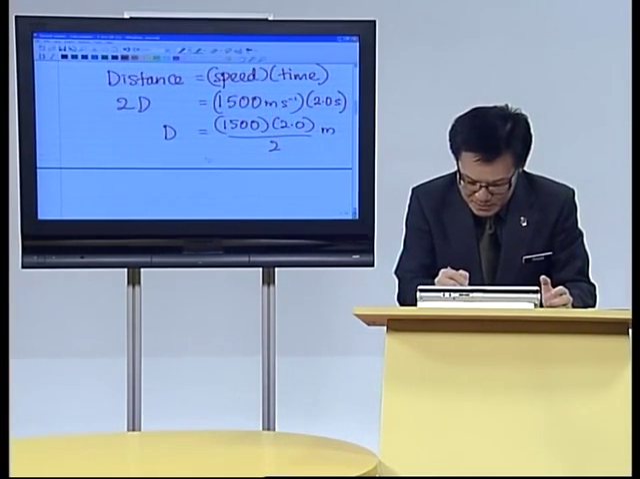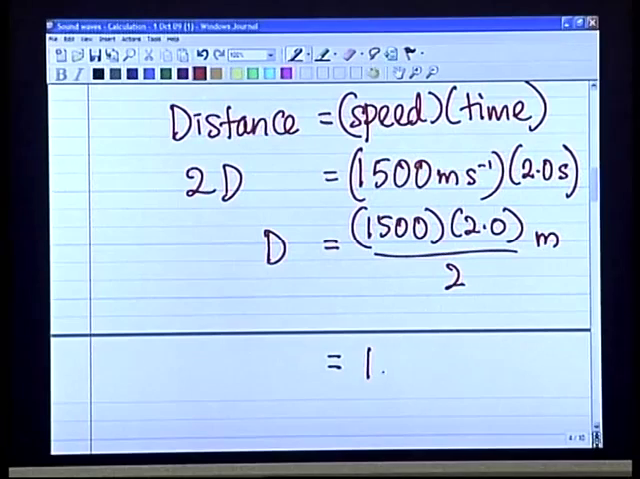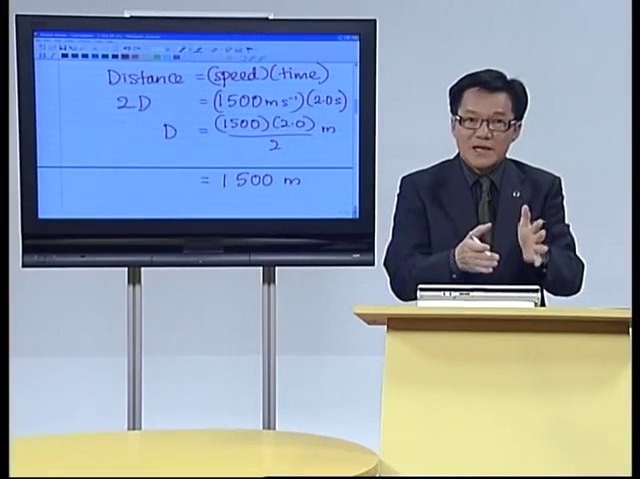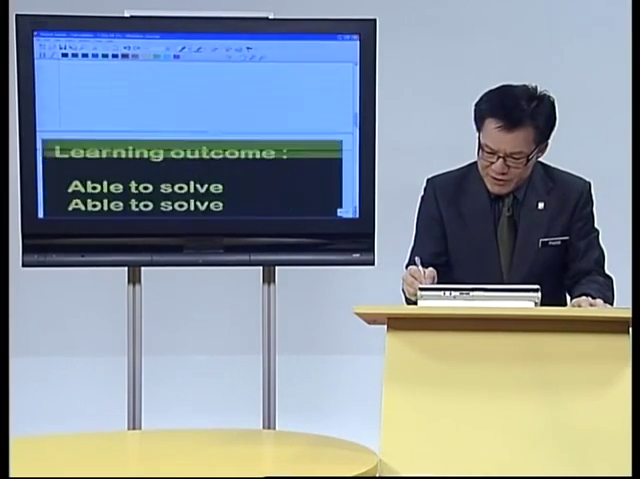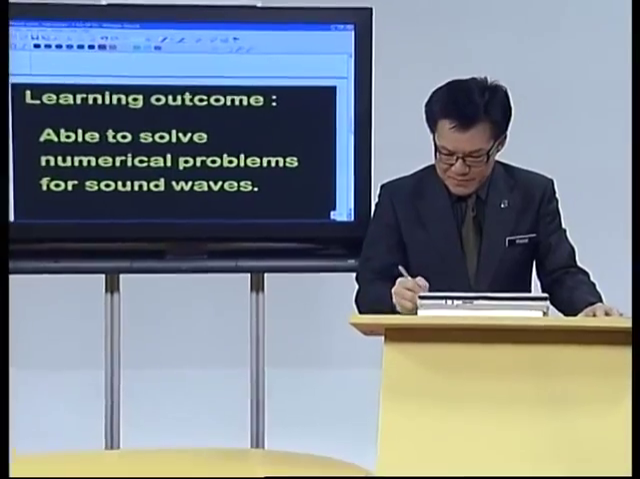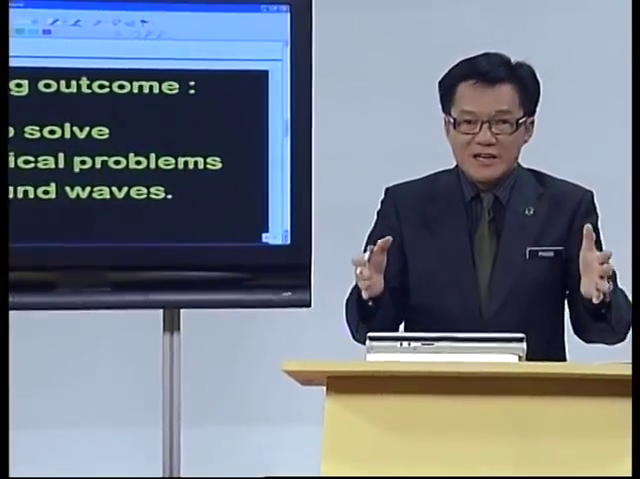Let me tidy this up a little bit, please. So the answer is 1,500 meters. Alright, that is the distance. We want to calculate D. So again, we have fulfilled our learning outcome, because by now you are able to solve numerical problems involving the speed of sound waves. When we talk about sound waves, there are many different aspects of the calculation, and this is one of the many aspects.